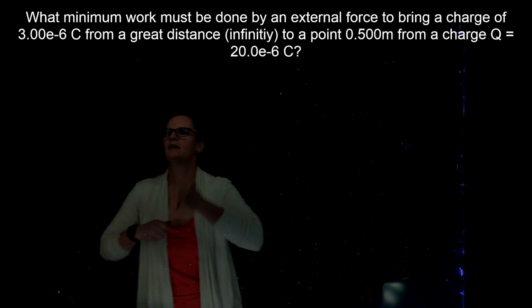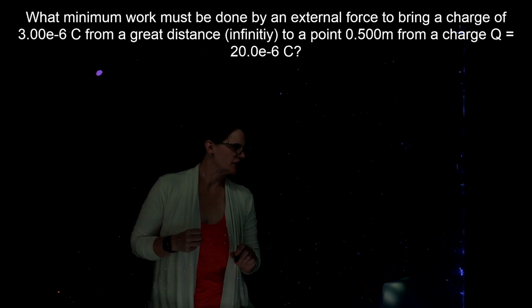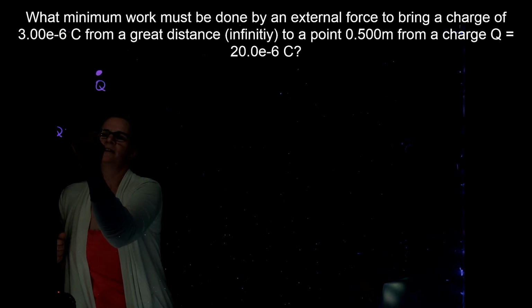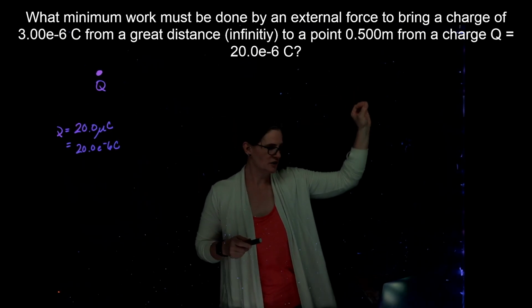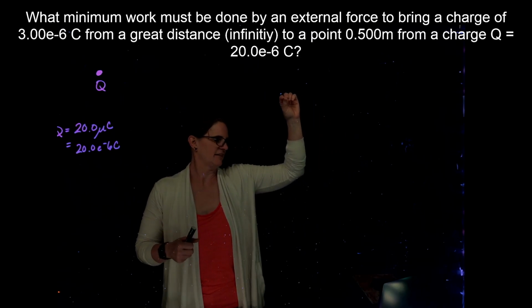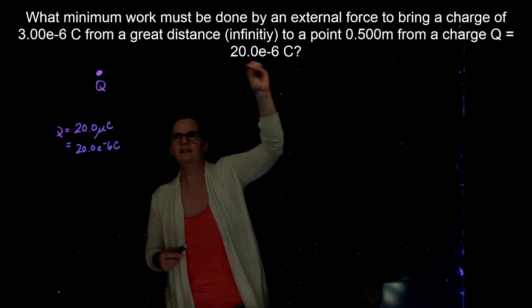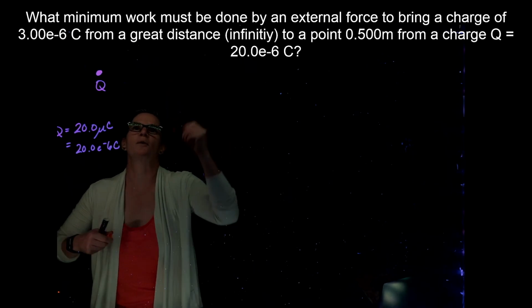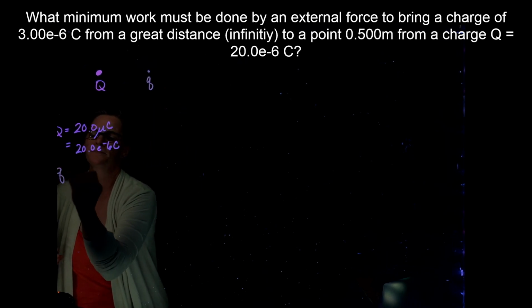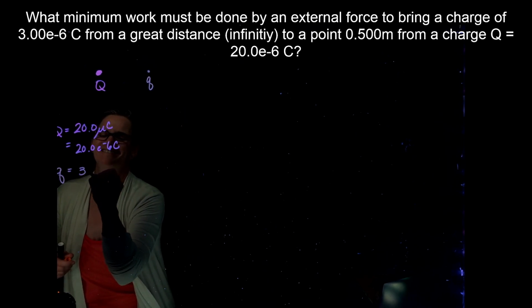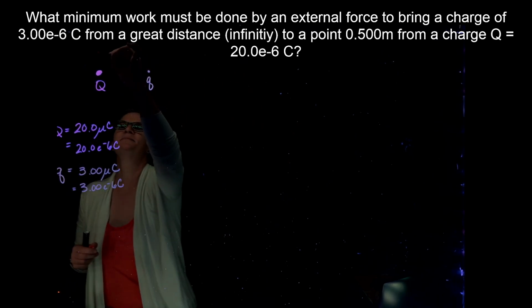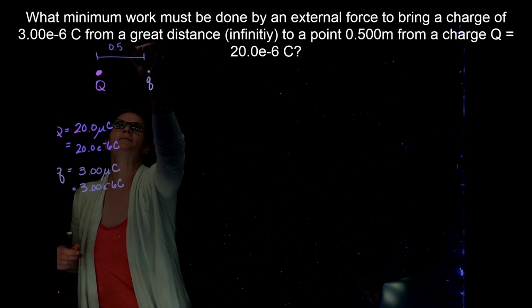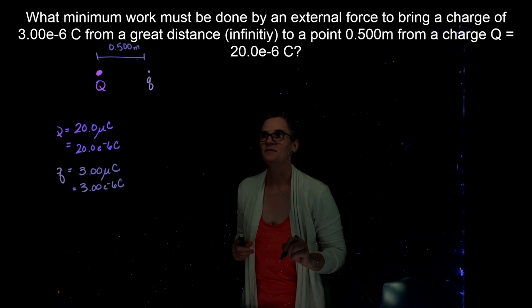So you can imagine, here's our situation. We have a stationary charge here. That stationary charge, Q, is 20.0 microcoulombs, which is 20.0 times 10 to the minus 6 coulombs. And I want to bring another charge, a really tiny charge, 3 microcoulombs, in from infinity to within 0.5 meters of this charge. So I want to bring my small q, which is 3 microcoulombs, or 3 times 10 to the minus 6 coulombs, and I want to bring it within a half a meter. All right, perfect. So how much work is that going to take?